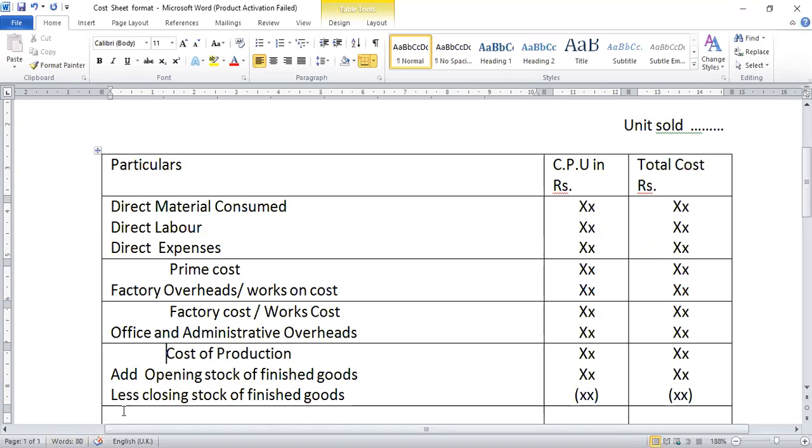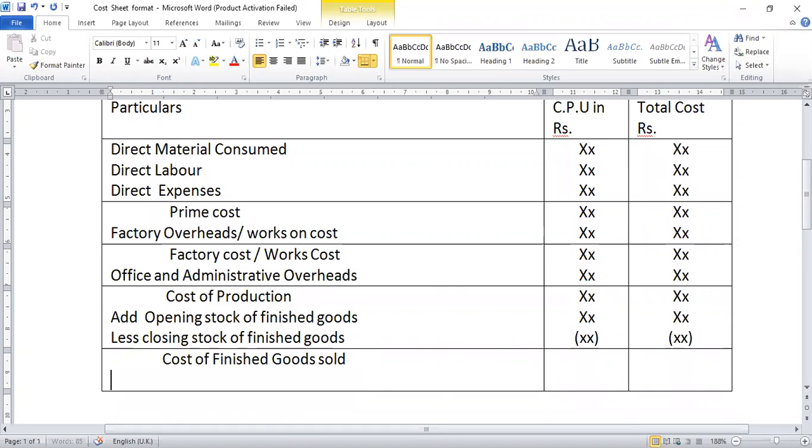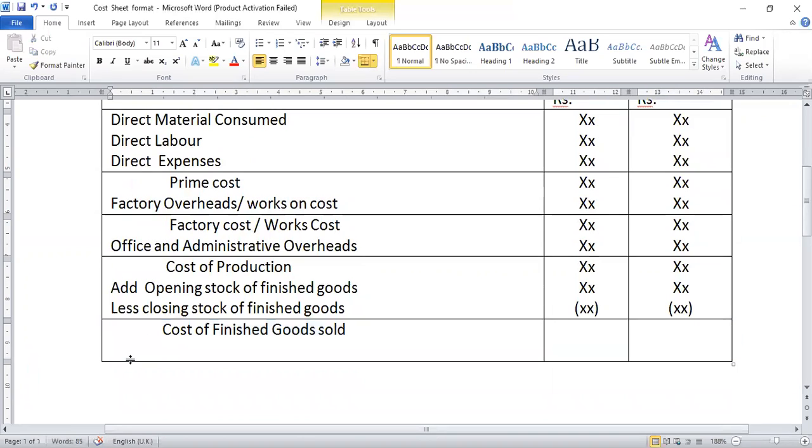Cost of production हो गया. अभी this will be your cost of finished goods sold. Cost of finished goods sold. Okay. In cost of finished goods sold, we have to add selling and distribution overheads.